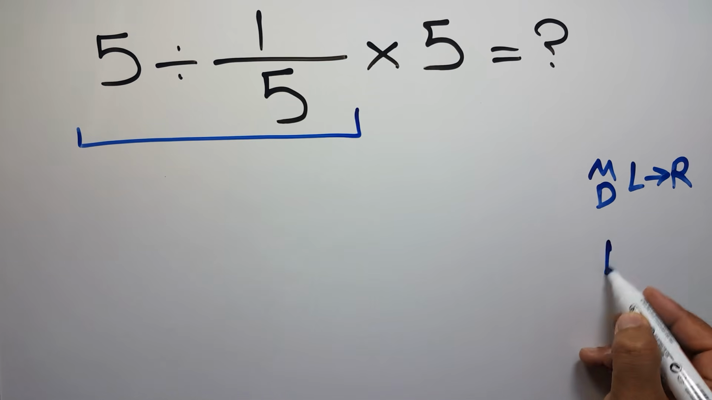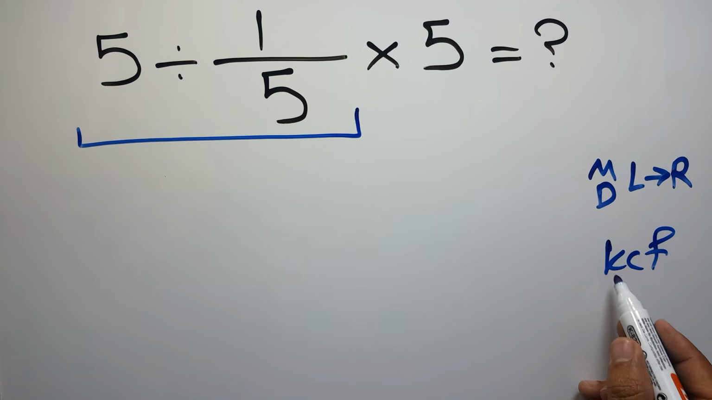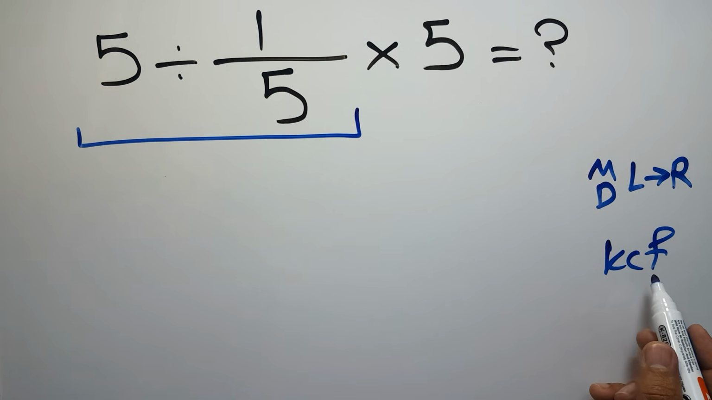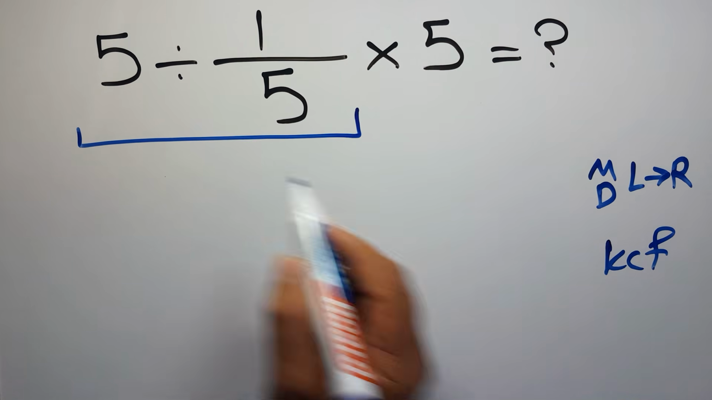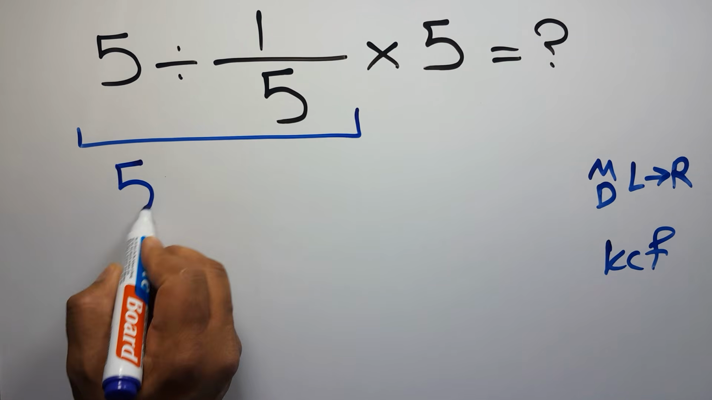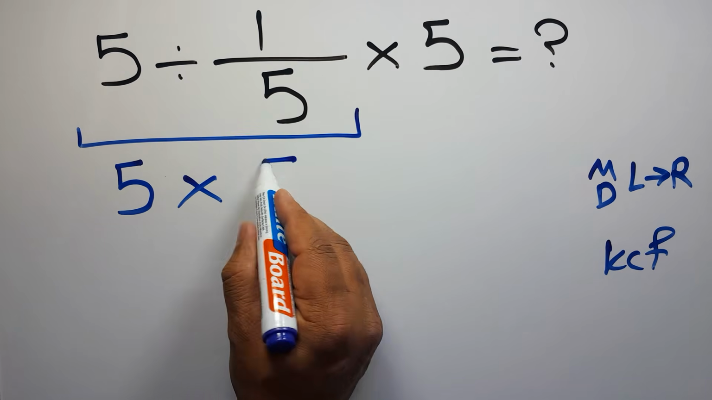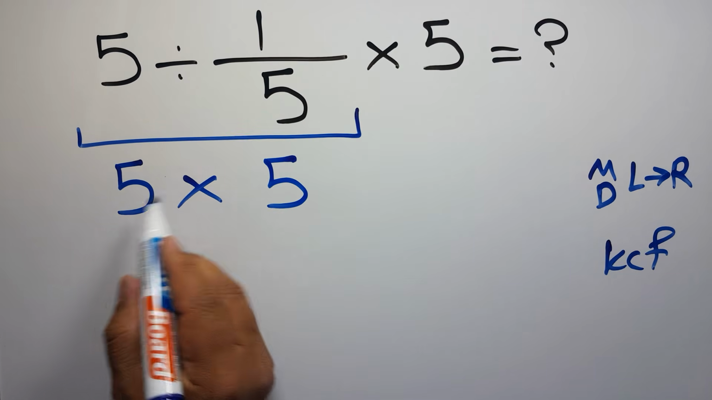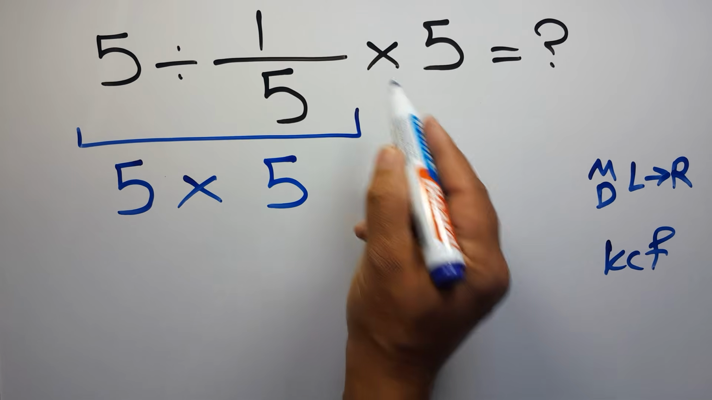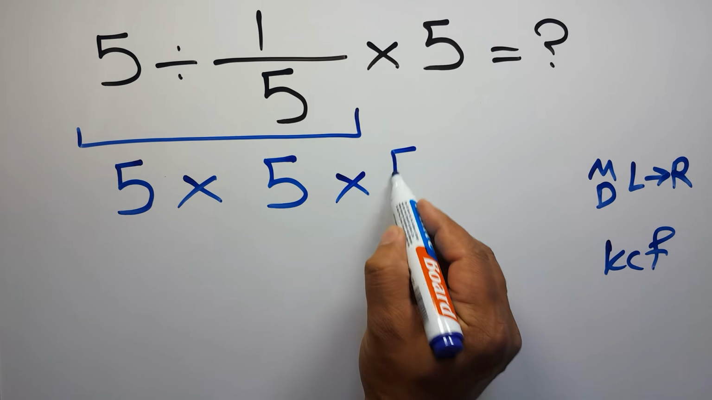According to the KCF rule, K stands for keep, C stands for change, and F stands for flip. We can write: keep the first fraction, change division to multiplication, and flip the second fraction. So we have 5 times 5. And again here we have times 5.